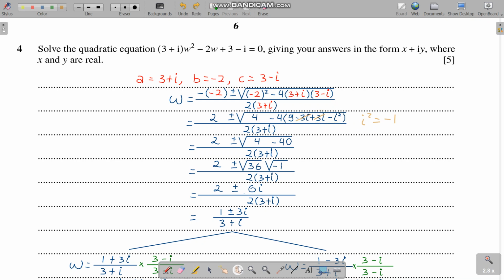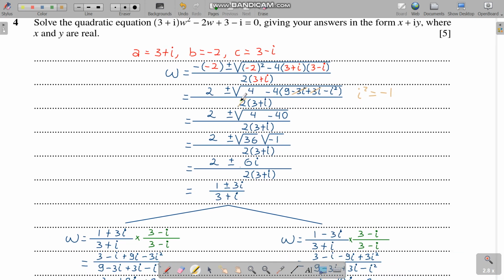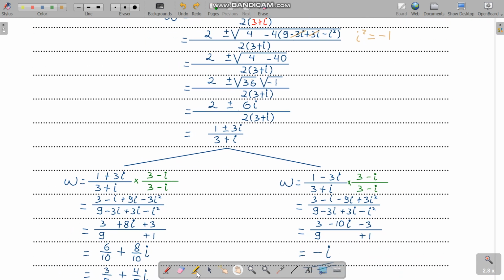So just leave the denominator the same because we will cancel out the 2 in the end anyway. So now 4 − 40 is −36. Root −36 can be split into root 36 times root −1. Now root 36 is just 6. Root −1 is the definition of i, the imaginary number. So we can divide by 2 now. You simplify, divide by 2, and you get (1 ± 3i) all over 3 + i.